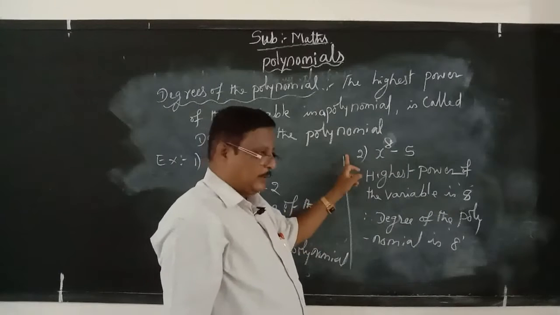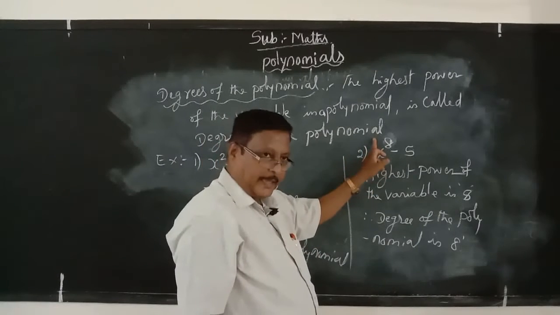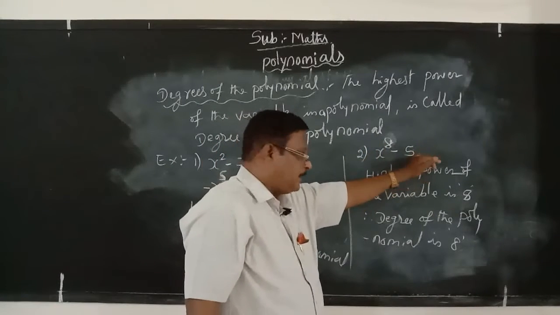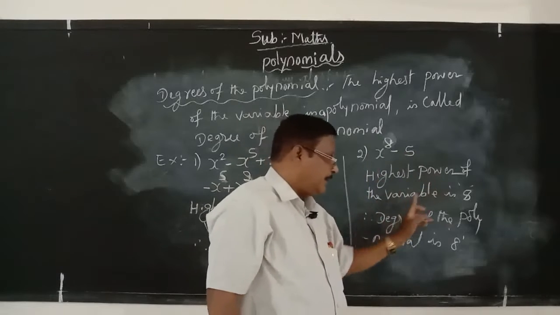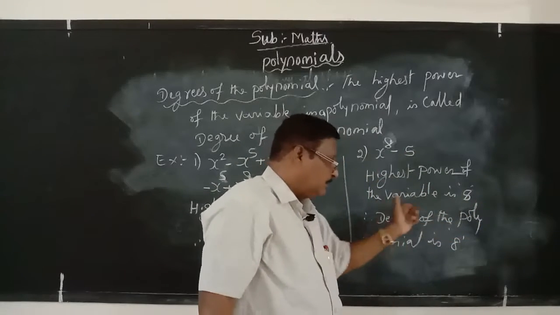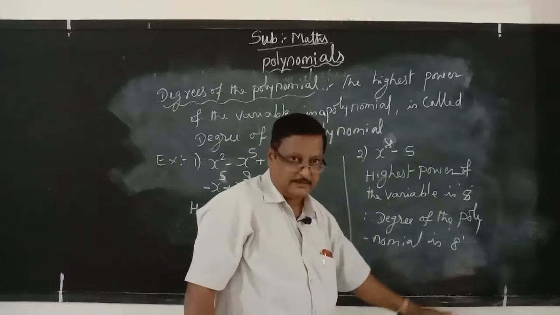Example number 2, x to the power 8 minus 5. It is a polynomial. The highest power of the variable is 8. Therefore, the degree of the polynomial is 8.